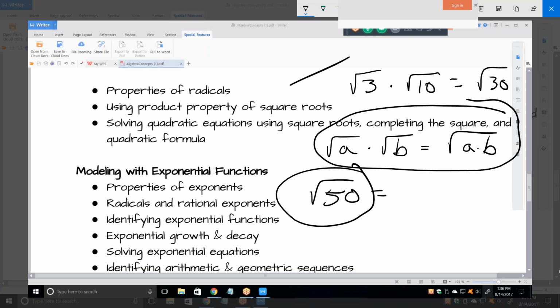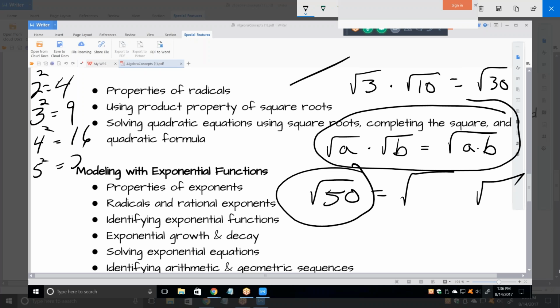What's the square root of 50? Factor it. Can you find a factor of 50 that is a perfect square number? 10, so it would be the square root... Hold on. 10 is not a perfect square number. What are your perfect square numbers? List them over here. Starting with 4. What's the next one? 4 is 2 squared. What we're looking for is 3 squared. 9. What's 4 squared? 16. What's 5 squared? 25. These are your perfect square numbers.